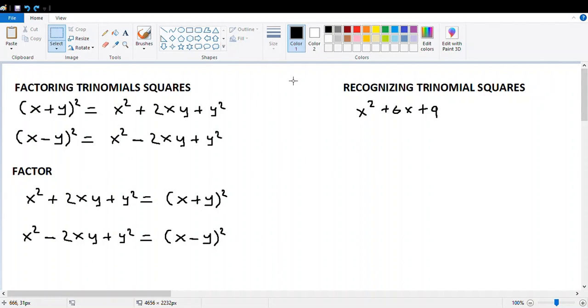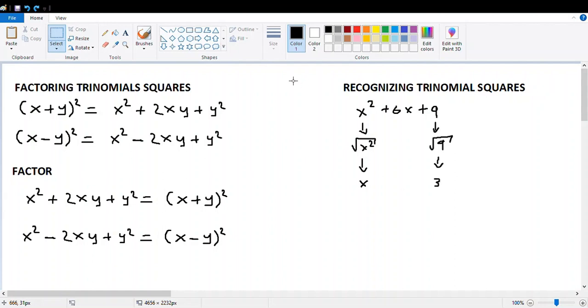The first thing is we have to find the square root of the first term of the trinomial. Let me remind you that you have to organize the trinomial first in descending order. Let's start again: square root of the first term and square root of the last term. Remember, the trinomial must be organized in descending order. The square root of the first term must be exact, in this case x, and for the last term must be exact, in this case 3.